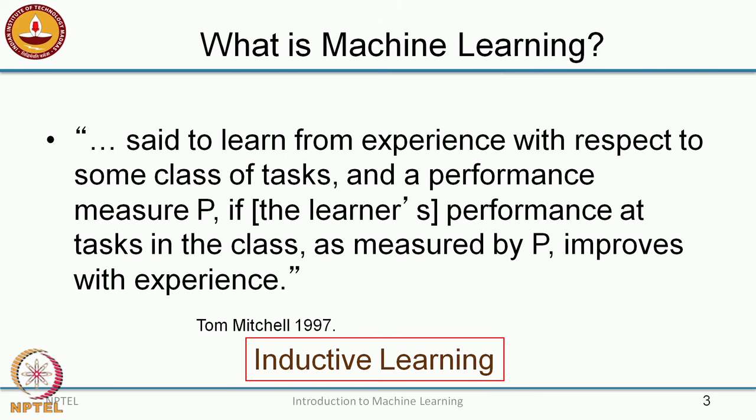So, I will start off with a canonical definition put out by Tom Mitchell in '97. A machine or an agent, I deliberately leave the beginning undefined, because you could also apply this to non-machines like biological agents. An agent is said to learn from experience with respect to some class of tasks, under performance measure P, if the learner's performance at tasks in the class, as measured by P, improves with experience.